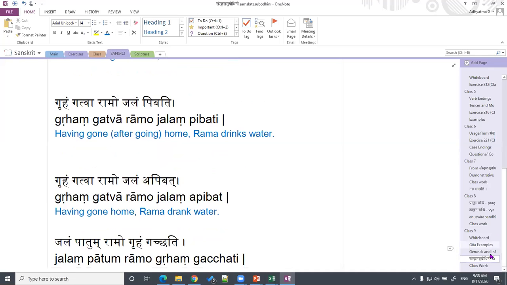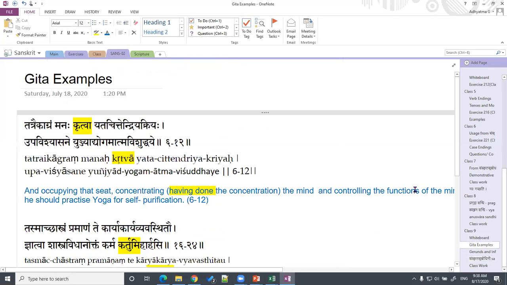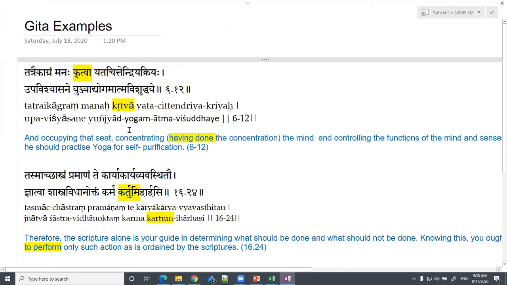So we'll see some examples from Gita just to see how they are being used in Gita. So this verse 6:12, तत्र एकाग्रं मनः कृत्वा यतचित्तेन्द्रियक्रियः उपविश्यासने युञ्ज्यात् योगम् आत्मविशुद्धये. So कृत्वा, and occupying that seat, concentrating. So here it is translated as concentrating. Literally it would mean having done the concentration.